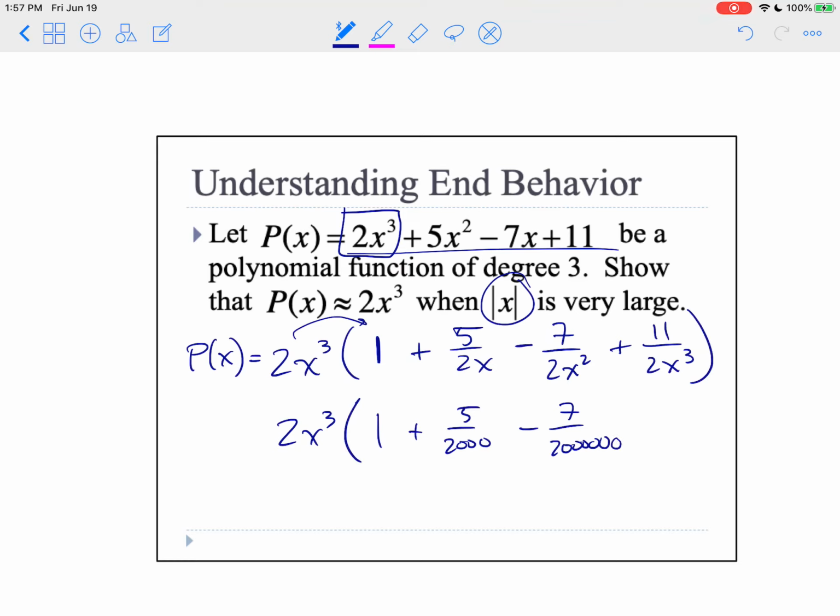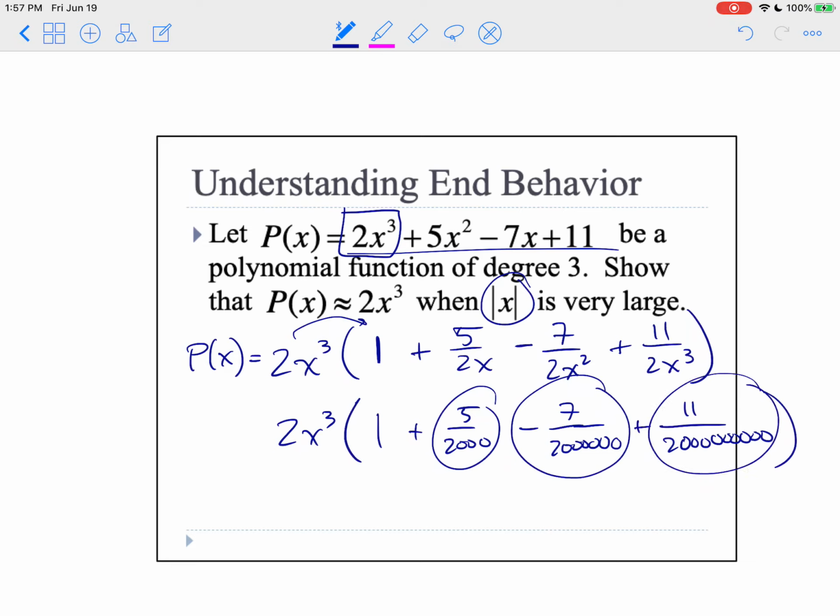One more, okay. And then if I cube 1,000, I get 1 billion, okay? So this would be plus 11 over 2 billion. Now, tell me this. How much does each of these terms contribute to the overall value of this? If I'm plugging in 1,000 here and I cube it, this is 2 billion plus 5 2,000ths minus 7 2,000,000ths plus 11 2 billionths.